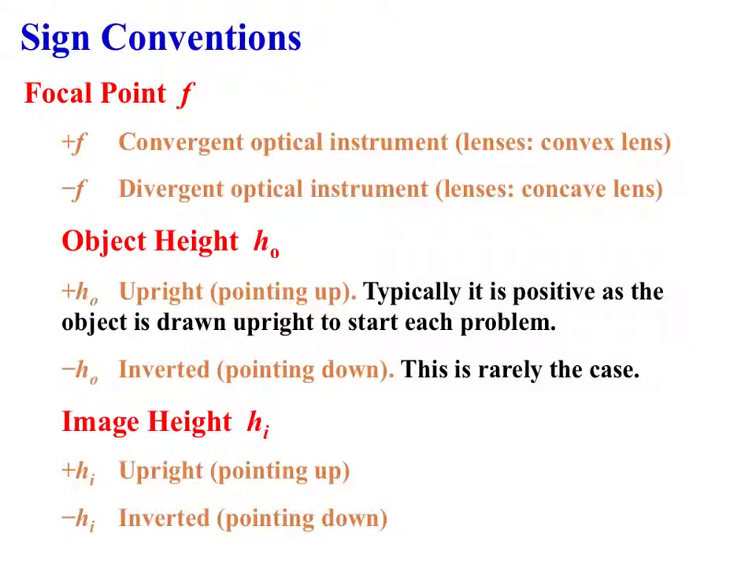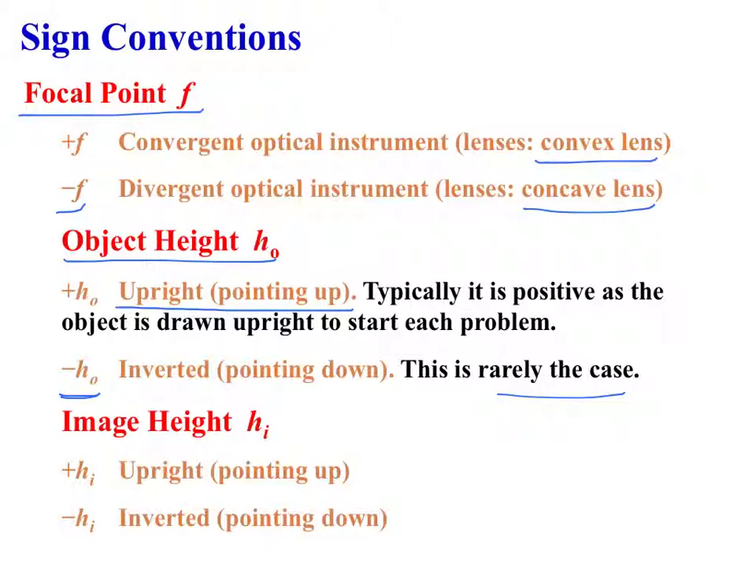Now let's look at what those values mean. If we have a positive focal length, then we have a convergent optical instrument, meaning that we're dealing with a convex lens. If we have a negative focal length, that means we are dealing with a divergent optical instrument, meaning a concave lens, which we'll see at the end. If we have a positive height of the object, which is normally the case that we're dealing with, that means that our object is pointing up. That's usually on the right-hand side, and it's usually above our middle line down the center. Again, if we have a negative object height, that just means that it's pointing downwards or that it's inverted. Again, this is rarely the case.